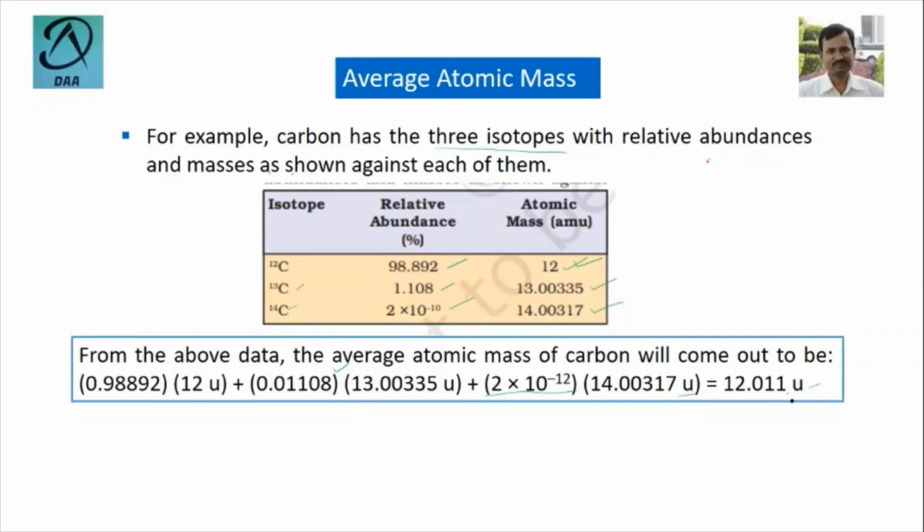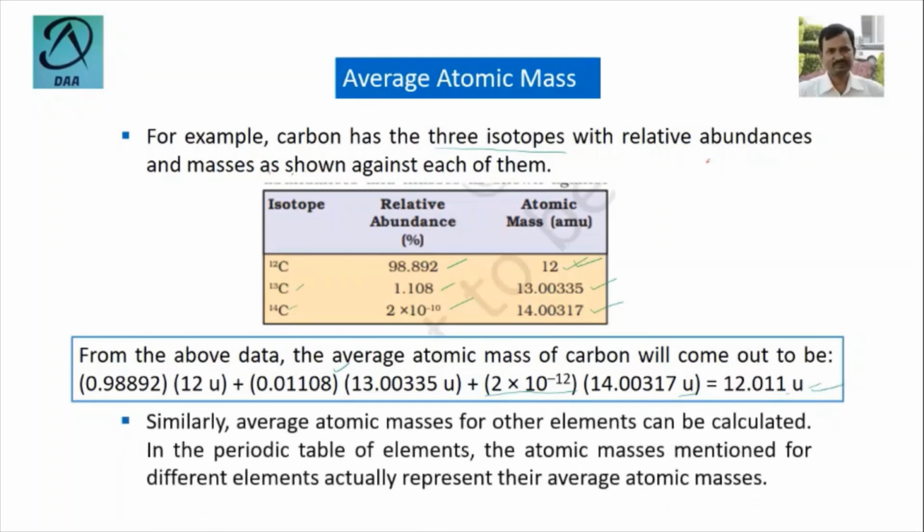That means the average atomic mass of carbon will be 12.011 AMU or U, whatever the unit is. Similarly, for other elements, we can calculate from the periodic table. If we know the different isotopes of that particular element, along with their relative abundances and atomic masses, we can do the average atomic mass calculation the same way as for carbon.